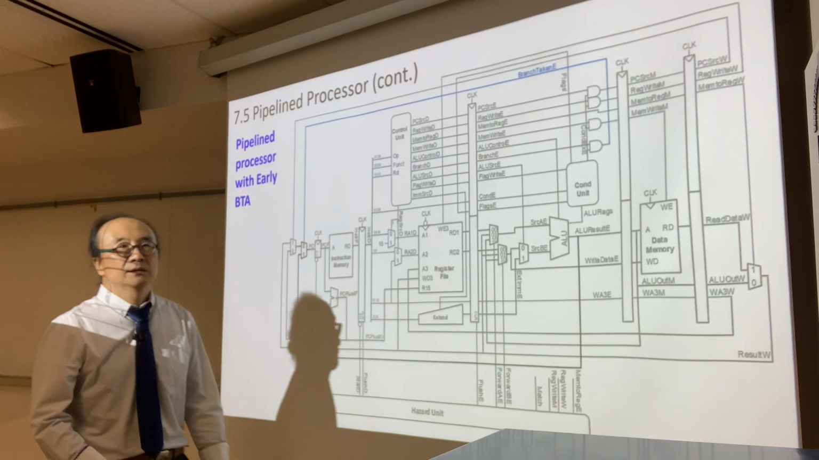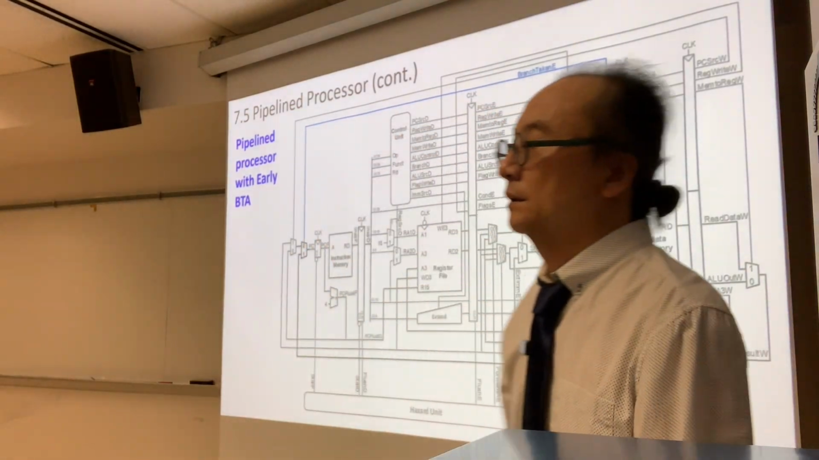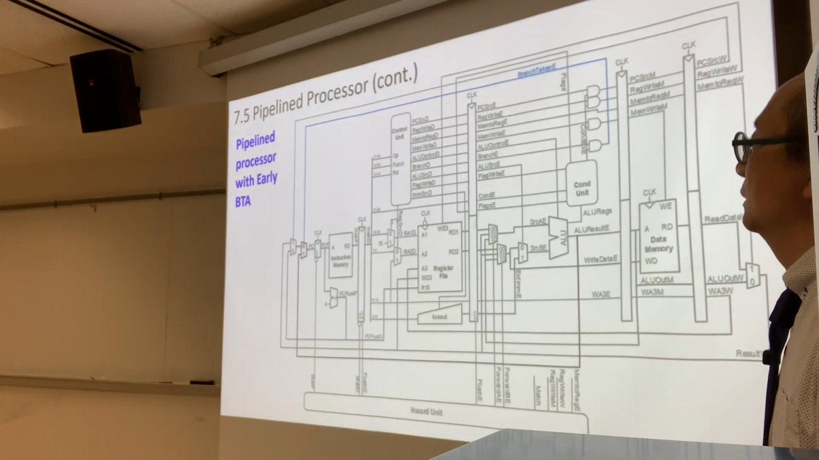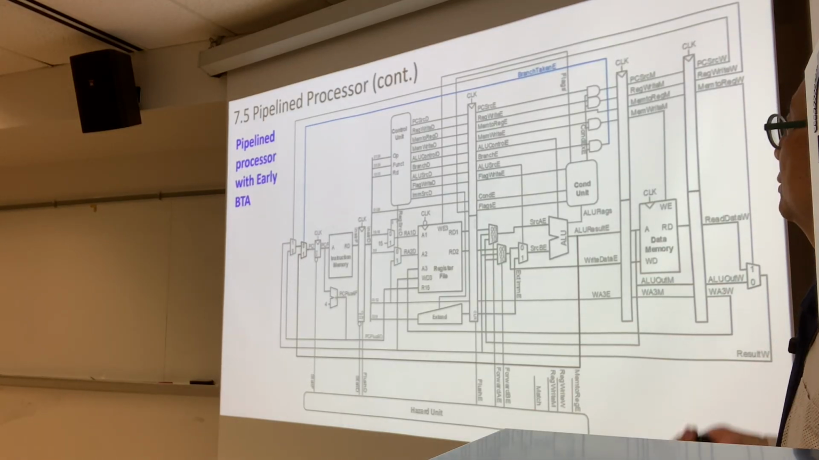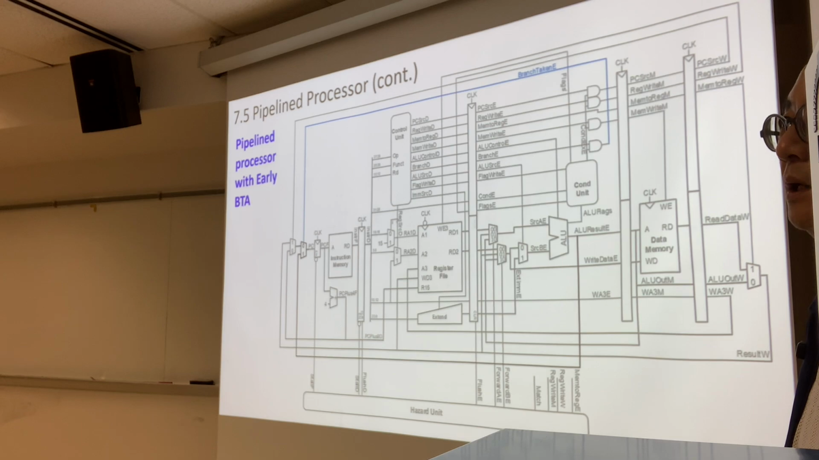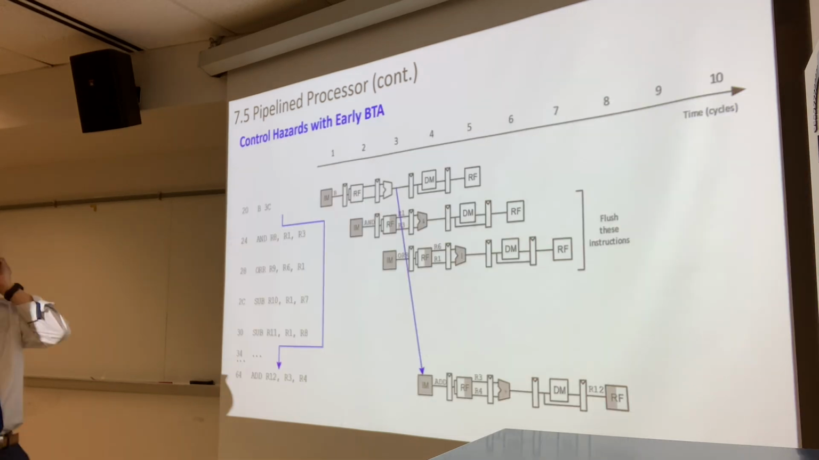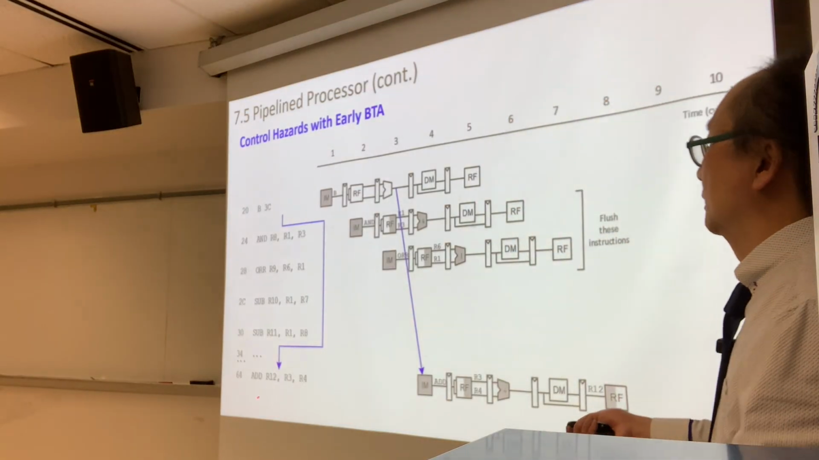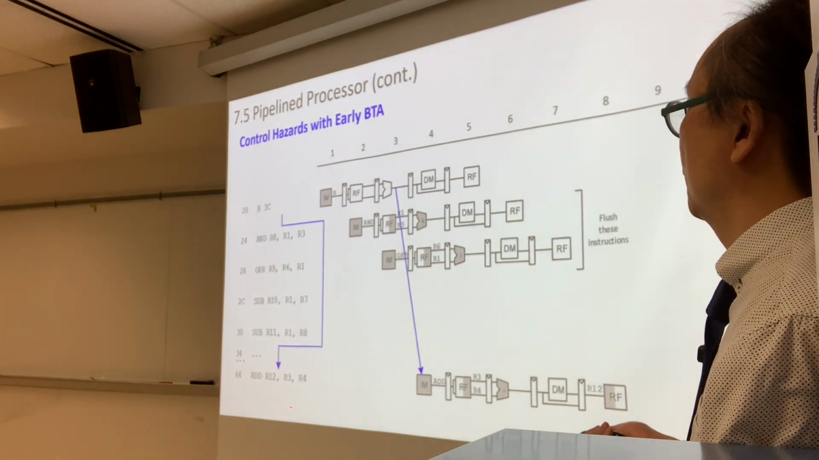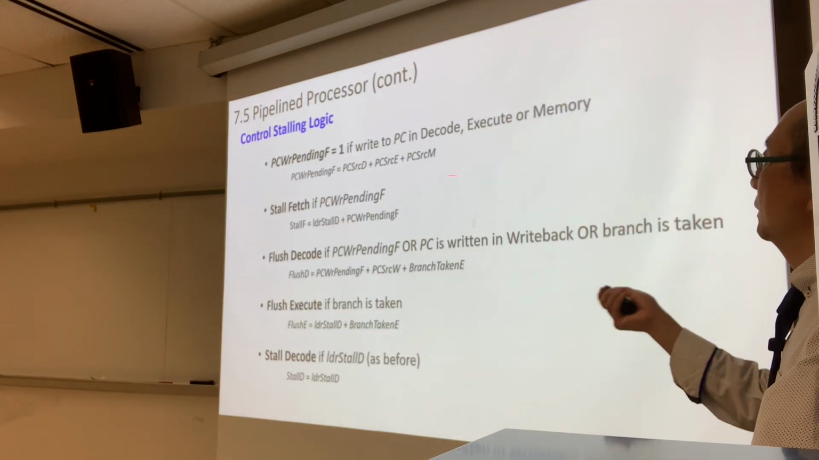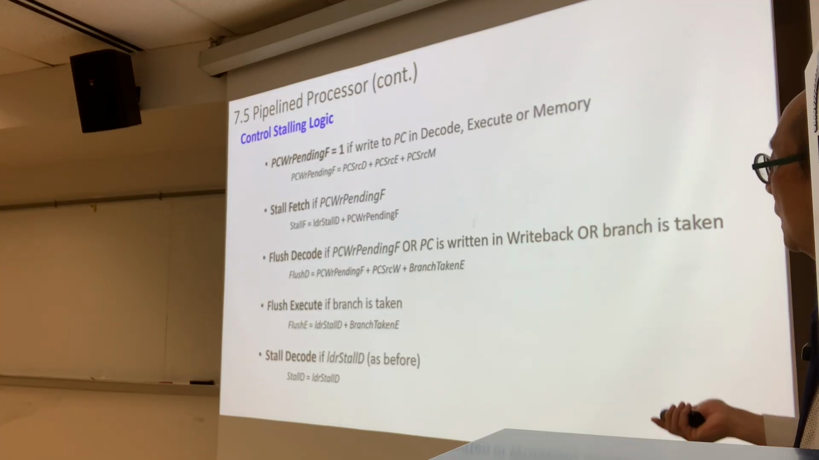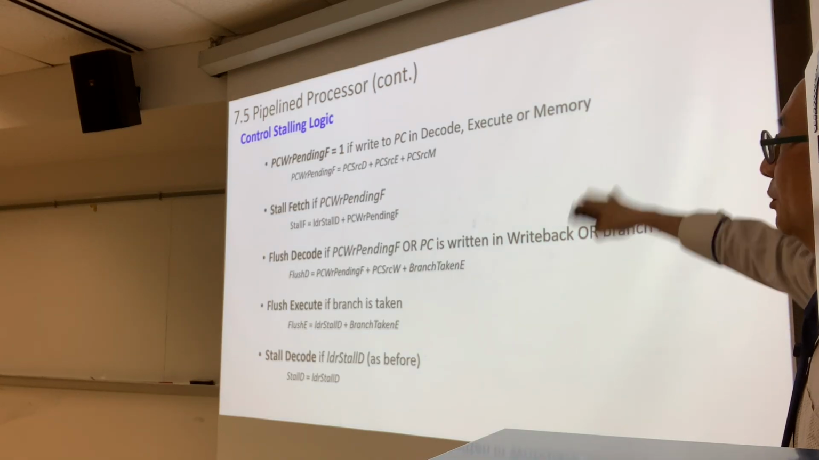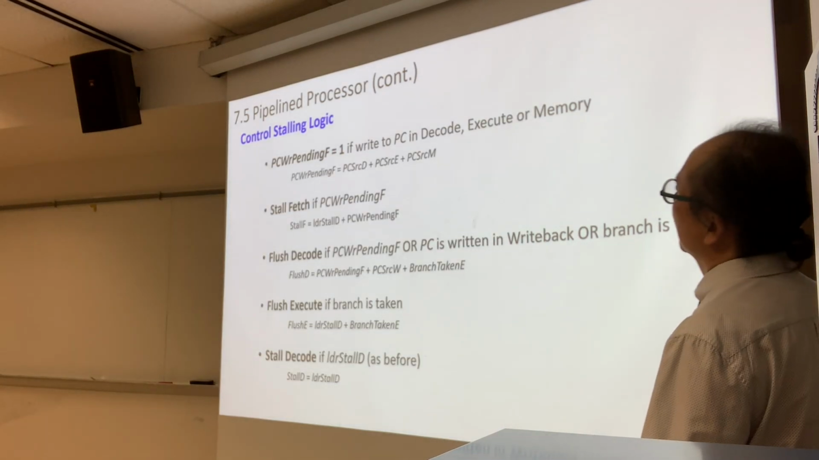So now let's look at the pipelining. I gave you another handout, so that's something you want to copy down. This is the pipeline processor with the early branch target address. This is the typical architecture, with the actual branch happening in the fifth cycle. We need to look at the control and stalling logic, and once we go through the diagram, it's going to be all clear.